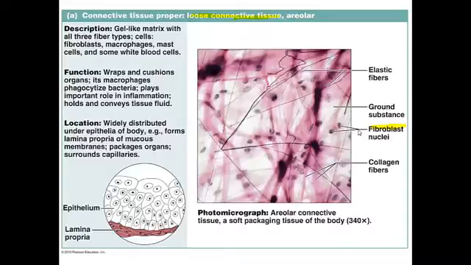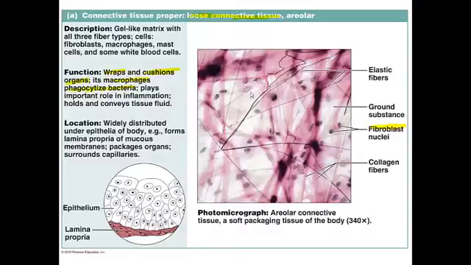The areolar connective tissue is going to act somewhat like a reservoir for water and salt, but it's going to be surrounding a lot of body tissue. So it's going to wrap, and it's going to cushion various organs. And there's going to be macrophages that are going to phagocytize bacteria, so it plays an important role in inflammation. And there's a high content of hyaluronic acid.